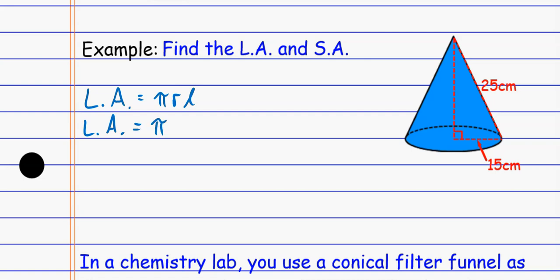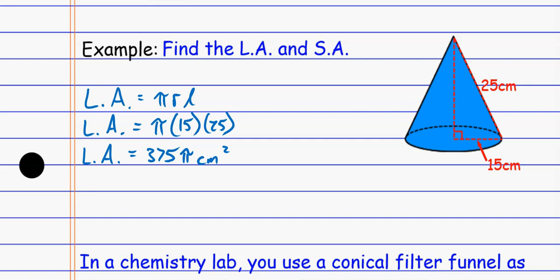And so for this one, pi r is the radius, which is 15. L is labeled, that's the slant height, that's 25. And again, I'm just going to leave this in terms of pi until I'm ready to do any kind of decimal approximation. So in terms of pi, that gives me 375 pi square centimeters. So there's the exact lateral area.